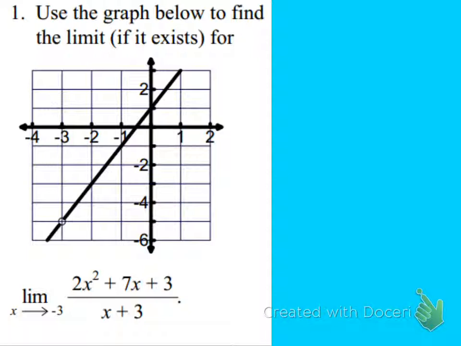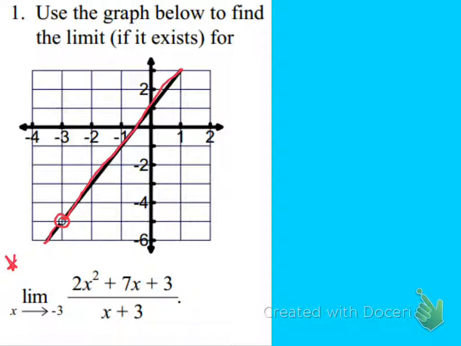Number 1 says, use the graph below to find the limit if it exists. Let's jump down here to the function or the equation. The limit as x approaches -3 of 2x squared plus 7x plus 3 divided by x plus 3. Of course we can solve it algebraically or analytically by plugging it in. But let's look at the graph. So we would agree then that this line here is my graph. Something's going on here. There's a big hole in my graph. But this is my graph, and it's asked me to use the graph to solve it.